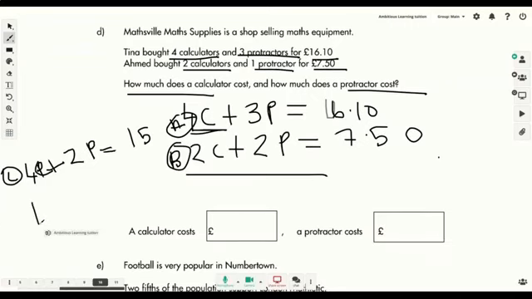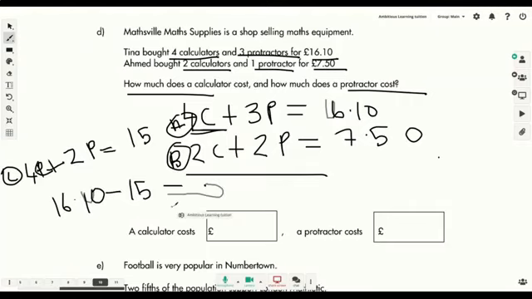So I'll minus £16.10. To find the cost of the protector, I will minus 16.10 from 15. And that would give me how much? It'll give me £1.10. So I know the cost. I know the cost now. How much will one protector cost?